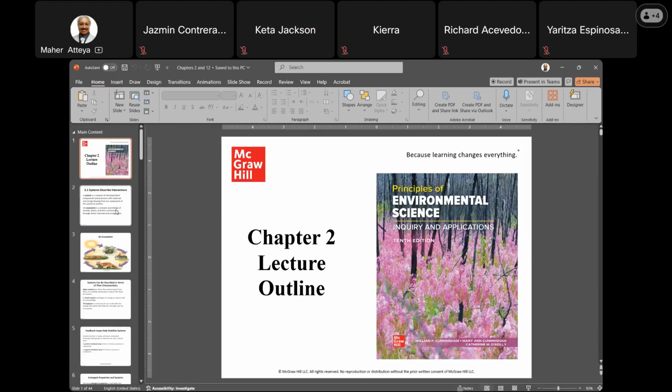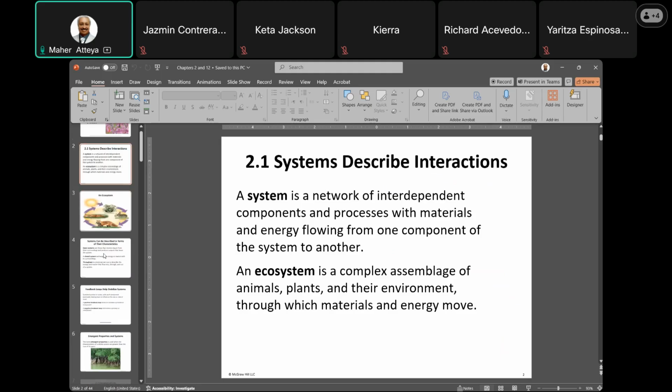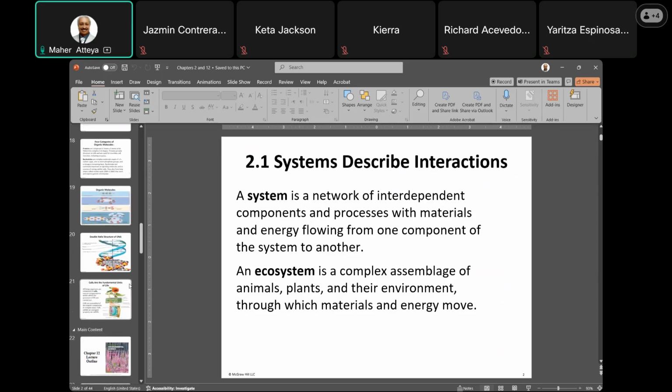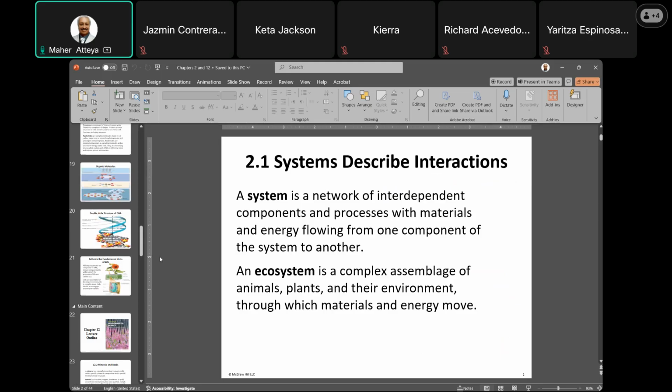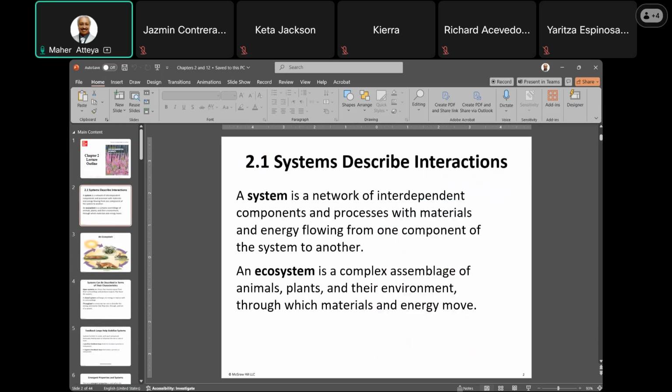As you can see, we talk about the system, the ecosystem. Chapter 2 and chapter 12 will give some background: chapter 2 will speak about chemistry, and chapter 12 will speak about geology. So chapter 2 is chemistry, chapter 12 is geology. This chapter here is describing a system. There is a system and there is an ecosystem.